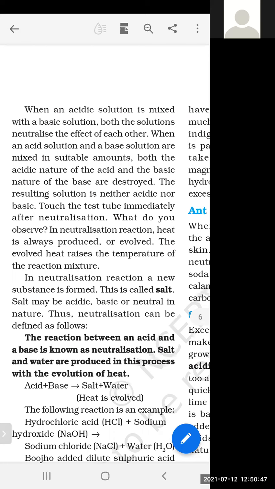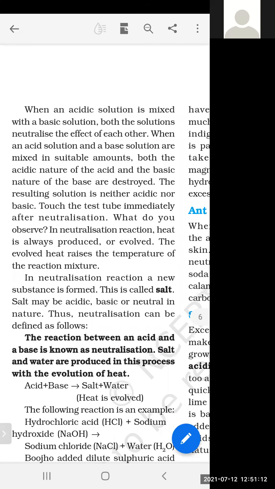Thus, neutralization can be defined as follows. Reaction between an acid and a base is known as a neutralization reaction. Salt and water are produced in this process with the evolution of heat. So this is the complete definition of neutralization.